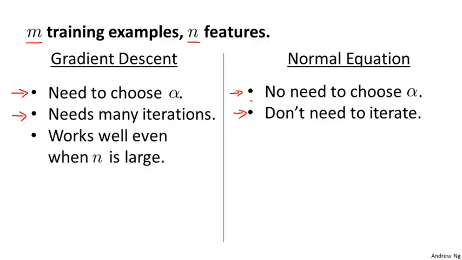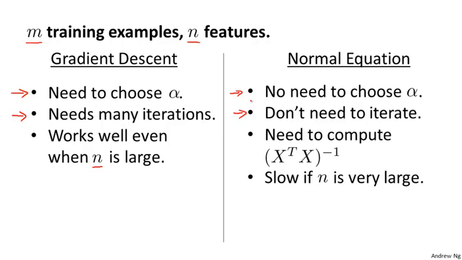Gradient descent works pretty well even when you have a very large number of features. So even if you have millions of features, you can run gradient descent and it'll be reasonably efficient and it'll do something reasonable. In contrast, the normal equation, in order to solve for the parameters theta, we need to compute this term, X transpose X inverse. This matrix X transpose X is an n by n matrix if you have n features, because if you look at the dimensions of X transpose and the dimensions of X, you figure out what the dimension of the product is.